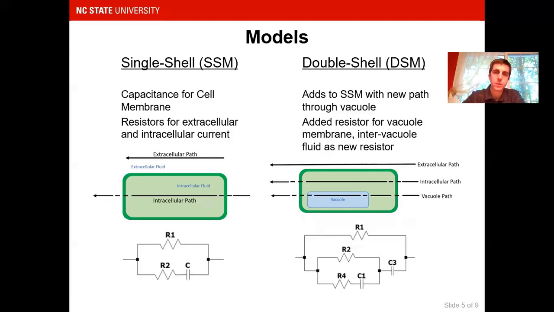We use two models, the single shell model on the left. This one permits current to go either around cells or through cells. If they go through cells, they have to pass through the membrane, which acts as a capacitor. So we end up with an RRC circuit.